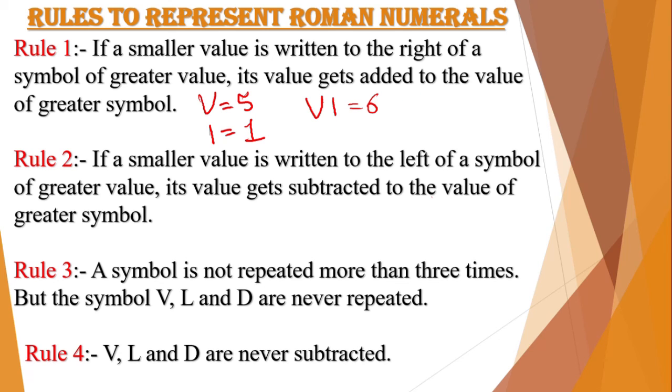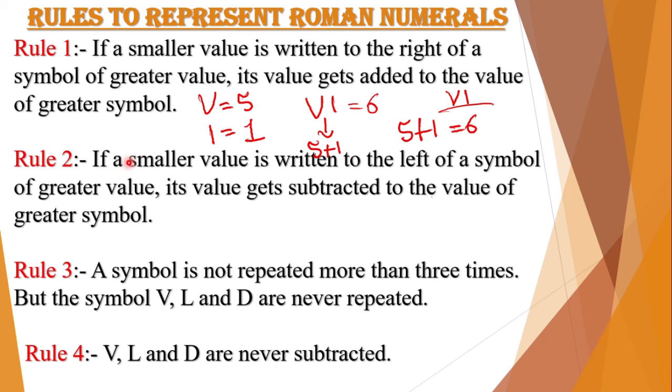So they are saying that if the smaller value is written to the right of the greater value, its value gets added. So this means that this represents 5 plus 1. So your I is written to the right of V, which is the smaller value. So it represents 5 plus 1, which is 6. So that is why we write 6 like this and not I V. Right? So like this was the first rule. Now let's move on to the second rule.